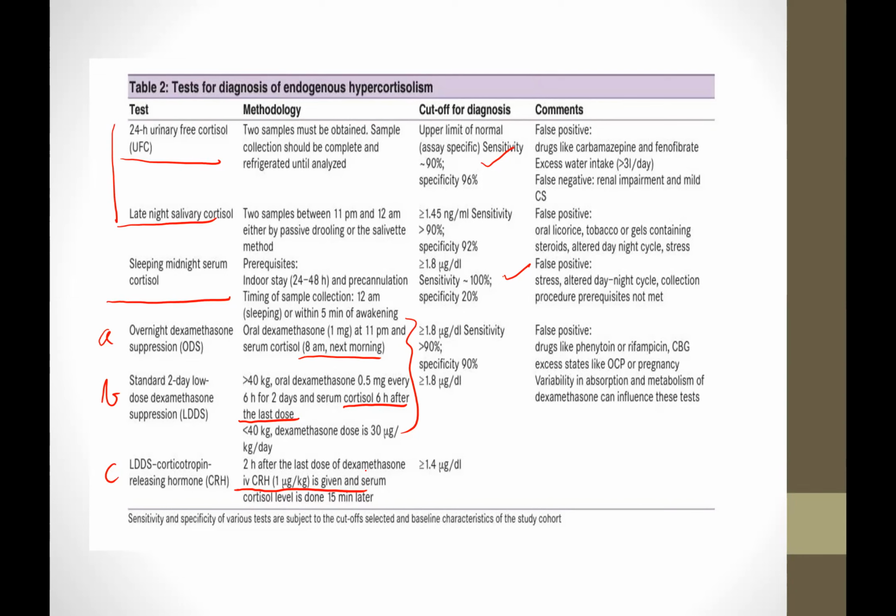Overnight dexamethasone suppression, or 2-day low dose dexamethasone suppression test, or LDDS with CRH at the end of the last dexamethasone dose. 2 hours after that, you give CRH, 60 micrograms usually, given for 60 kilogram body weight, or 1 microgram per kilogram body weight, and then measure the serum cortisol not after 6 hours, but immediately, 15 minutes after CRH. So these are the tests that we have understood.